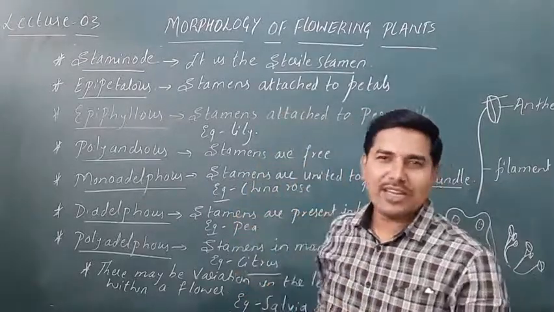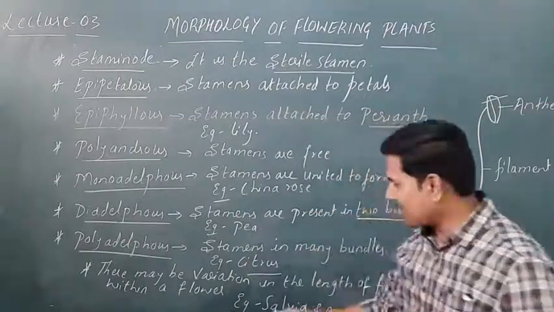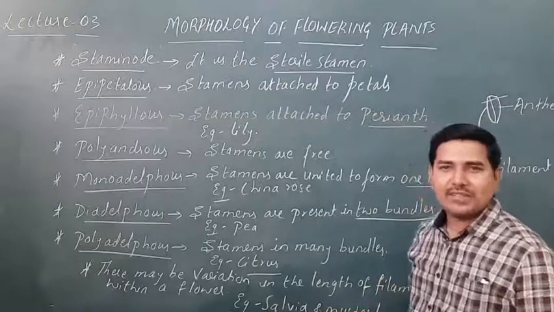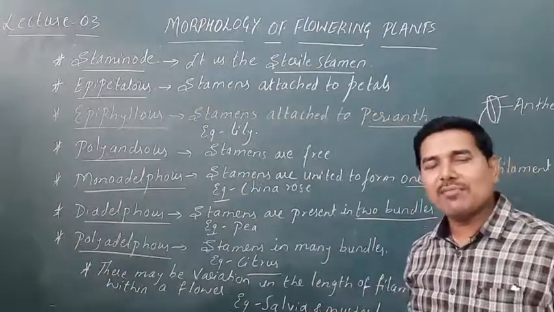Such type of variation of the length of the filament in a flower is observed in plants like salvia and mustard. Okay, so salvia and mustard ಅಂದ್ರೆ ಸಾಸಿವೆ ಗಿಡದ ಒಳಗಡೆ ಈ ರೀತಿ ನಮಗೆ ಕಾಣಿಸ್ತಾ ಇರುವಂತದ್ದು.